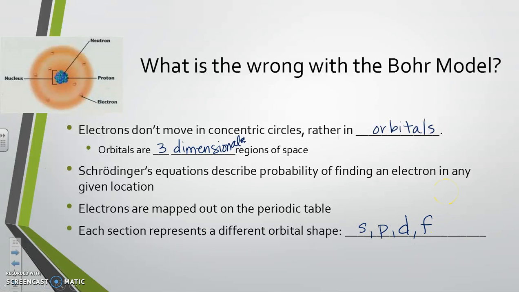Okay, so we have S orbitals, P orbitals, D orbitals, and F orbitals. And over here is a more modern view of what the atom looks like now, whereas here is your electron cloud, is what we call them now, and those would be represented by your orbitals.